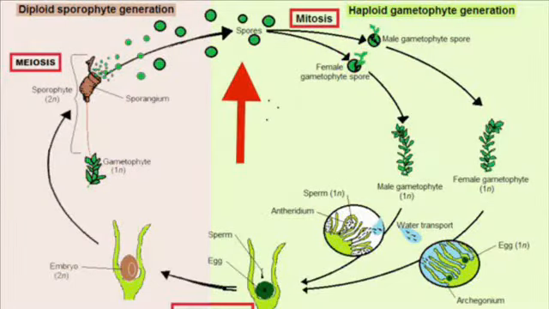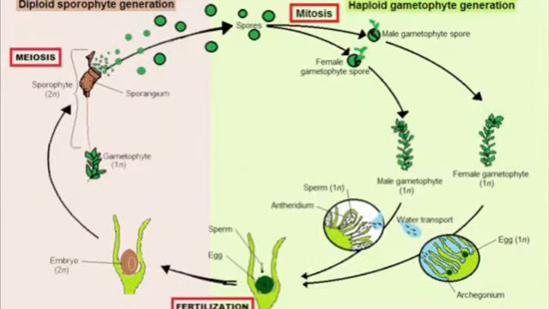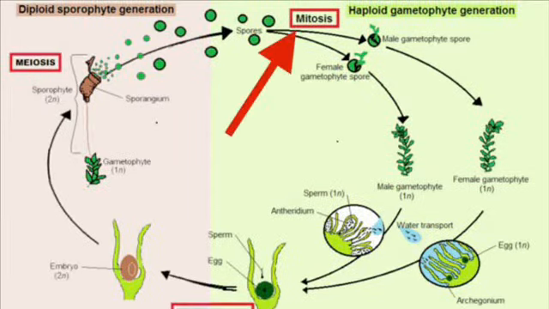Non-vascular plants do not produce seeds. They reproduce via spores rather than seeds. They alternate between sexual and asexual phases of the life cycle. The gametophyte phase is the sexual phase, the phase in which gametes are formed.